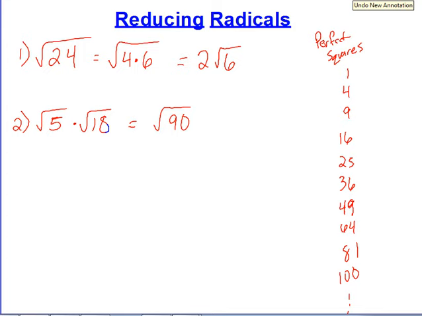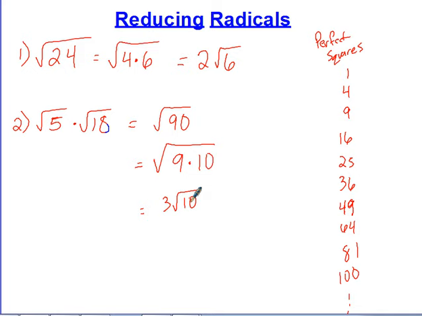Is that my final answer? No, because what can I do with that? Reduce it, right? Give me 2 numbers that, when multiplied, give me 90, one of them being a perfect square. 9 times 10? Agreed? All right, and then which one's a perfect square? So what's the square root of 9? So what do I get? Easy breezy. We good with that? Any questions?